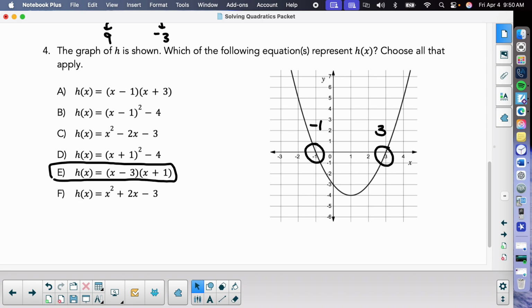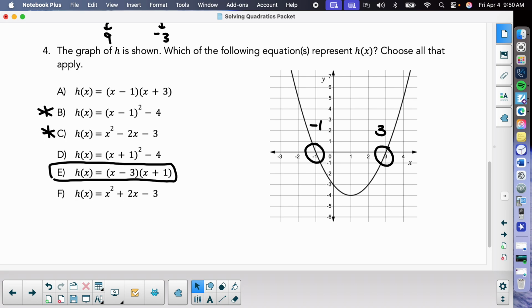Now the directions said to write all of them that are correct. I don't care about the other ones that are correct, but I'll tell you which ones are. If I FOIL these out, I would get x squared minus 2x minus 3, which is C. And then the third correct answer, which I didn't care that much about, was from transformations from 2 weeks ago. This graph is shifted 1 to the right, 4 down, and so that would be B if you write it as transformations. I'm not worried about B or C. I really only care about E.